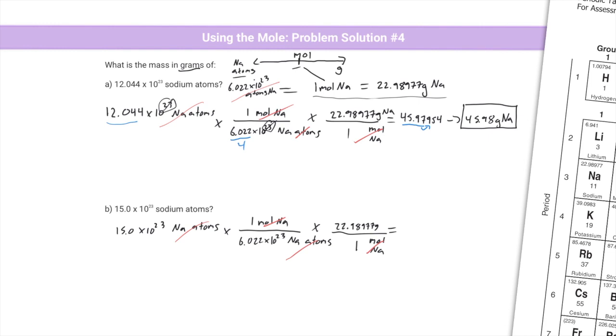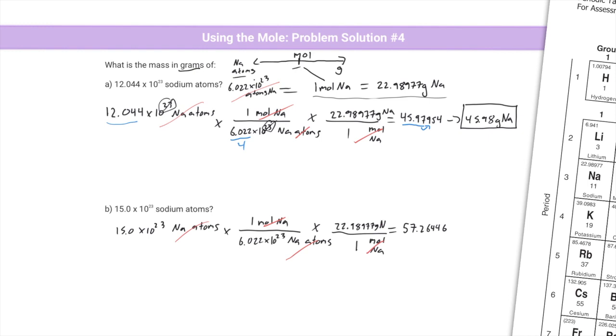Alright, let's do our bottom problem. 15 times 22.98977 divided by 6.022 leaves me with 57.26446.